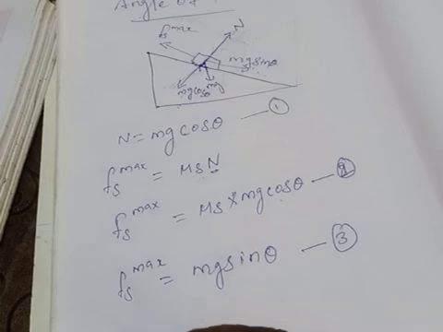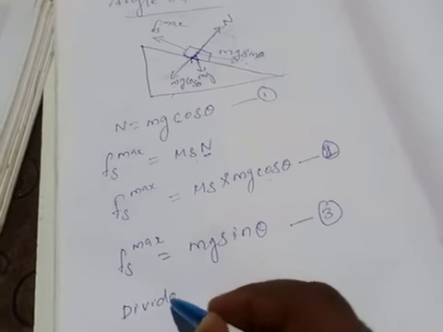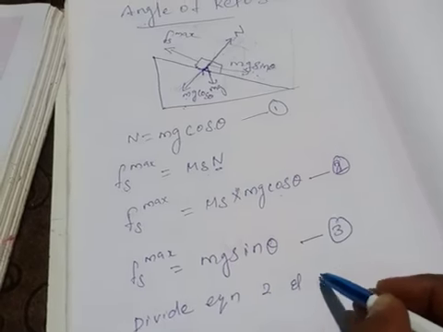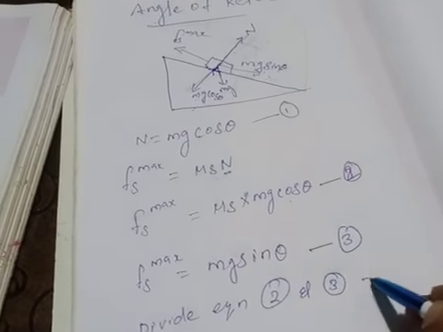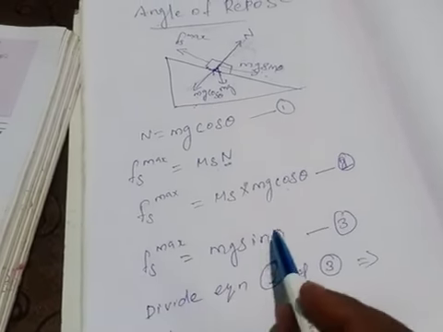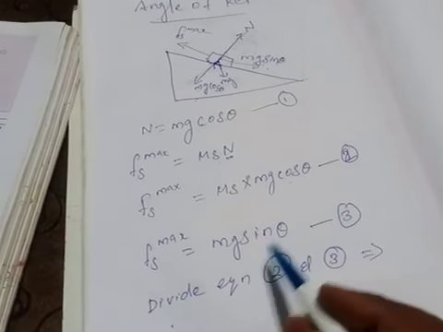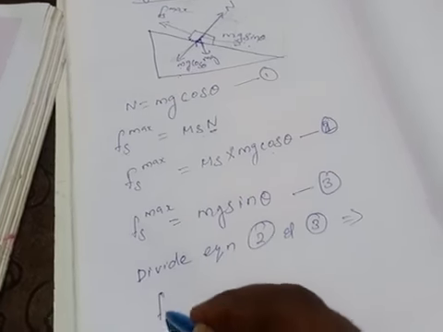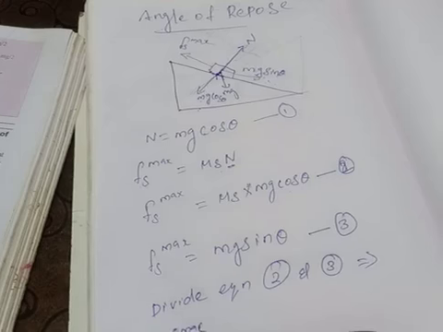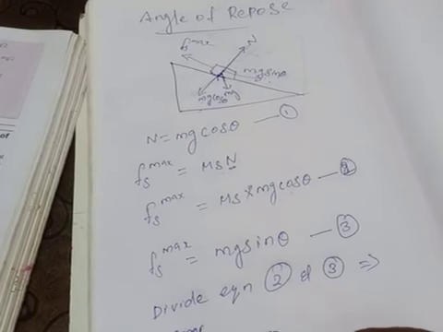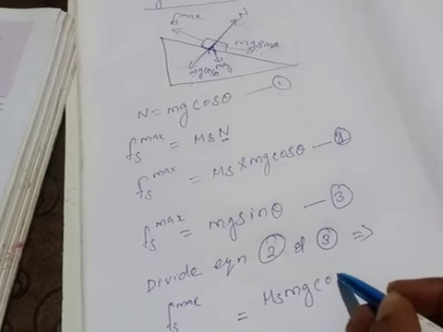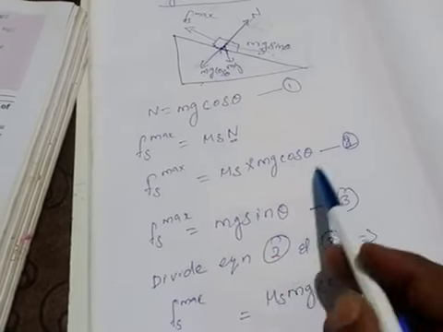Now what you have to do is divide equation 2 and 3. So when we are dividing equation 2 and 3, what will we get? This is equation 2 and this is equation 3. So Fx maximum is equal to mu s mg cos theta. This is equation 2.